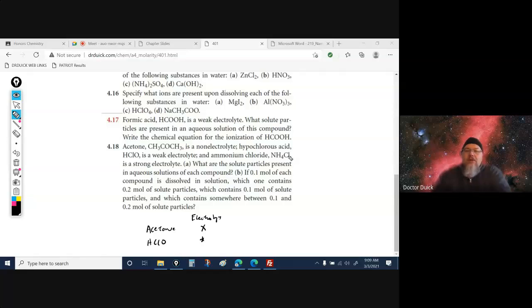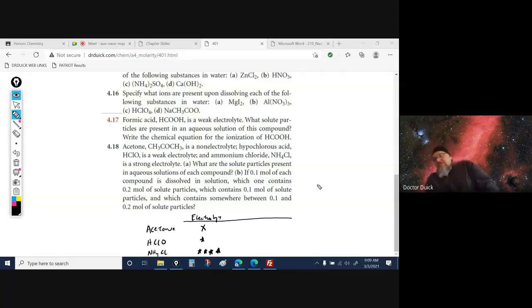And then you have ammonium chloride, NH4Cl, right? NH4Cl, which is sal ammoniac, right? This is a really strong one. So guess what? I'm going to put 1, 2, 3, 4 stars, okay?